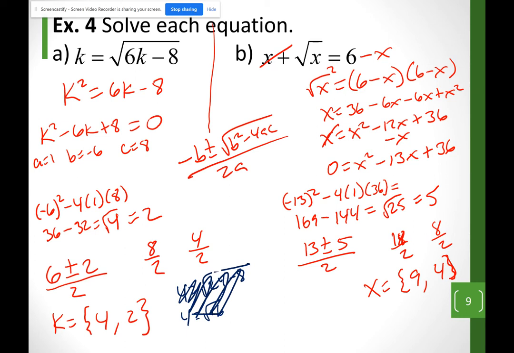Now, what if I do 2? I have that 2 equals the square root of 12 minus 8. Is 2 the square root of 4? Good. That works. Now let's try it on example B.